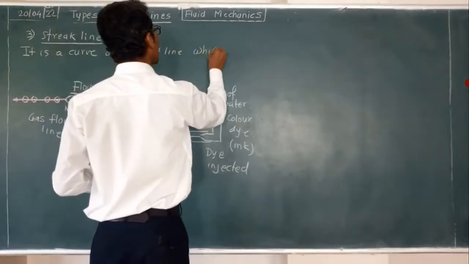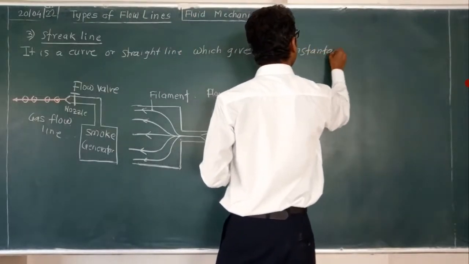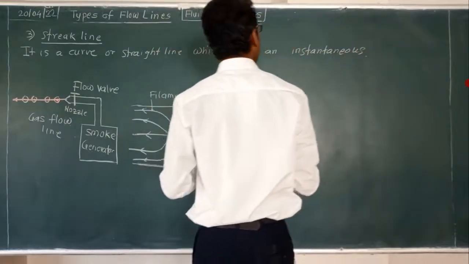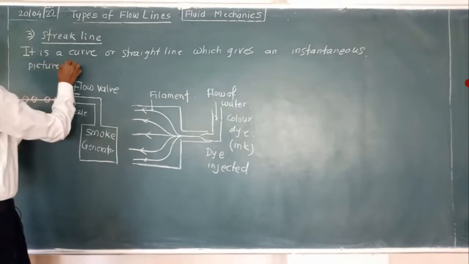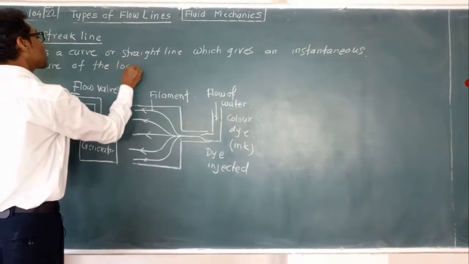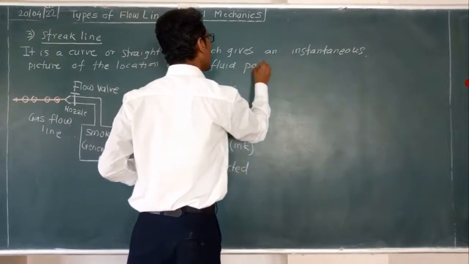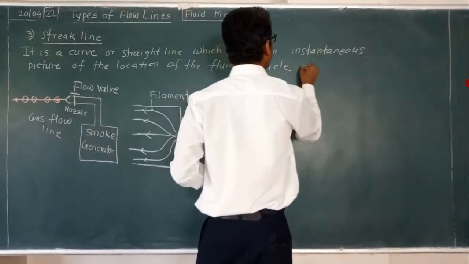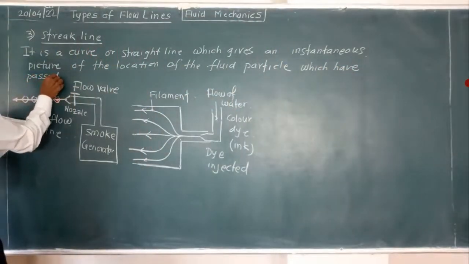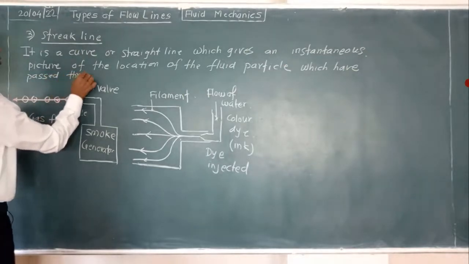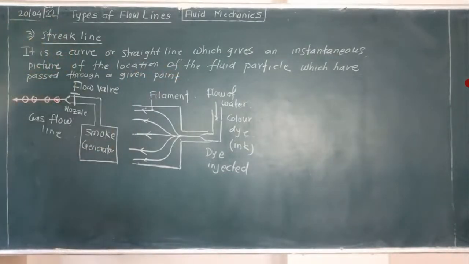which gives an instantaneous picture, instantaneous means immediate effect, of the location of the fluid particles which have passed through a given point. This is the definition of streak line.